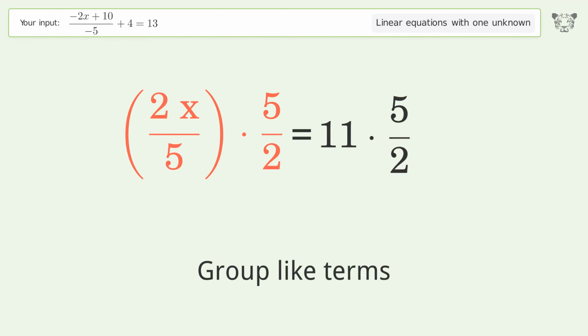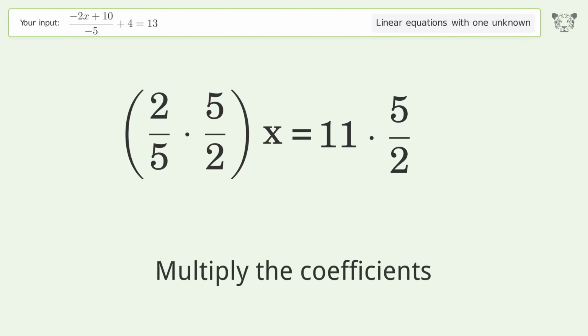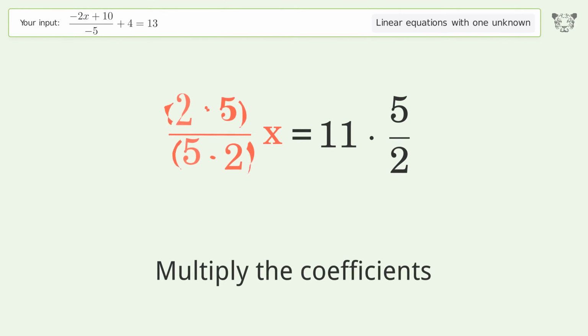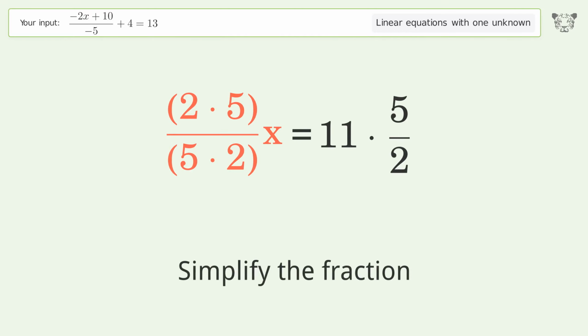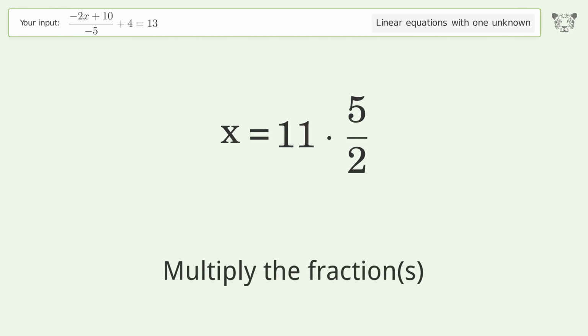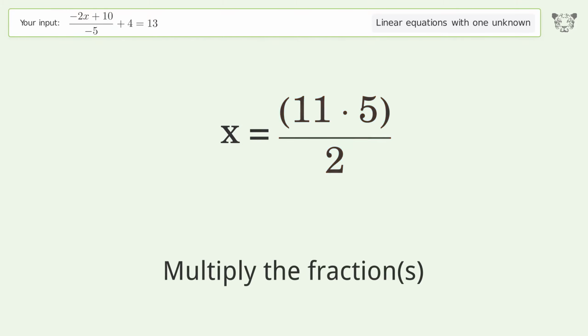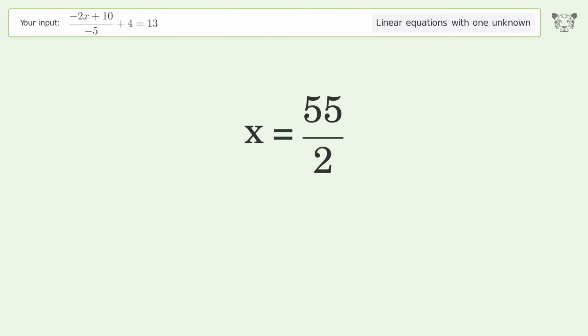Group like terms. Multiply the coefficients. Simplify the fraction. Multiply the fractions. Simplify the arithmetic. And so the final result is x equals 55/2.